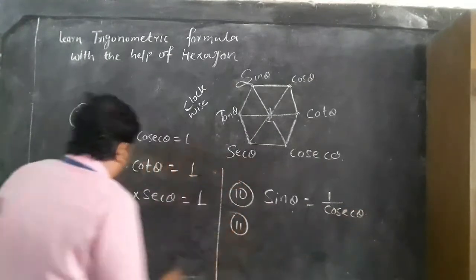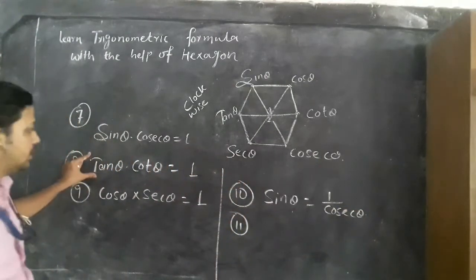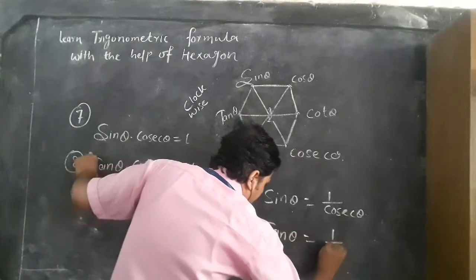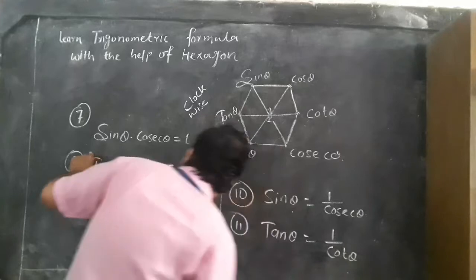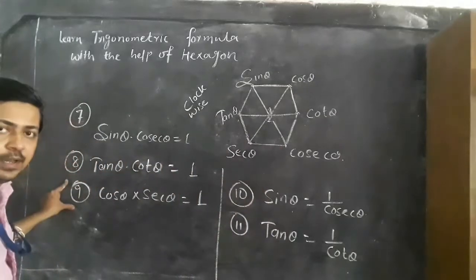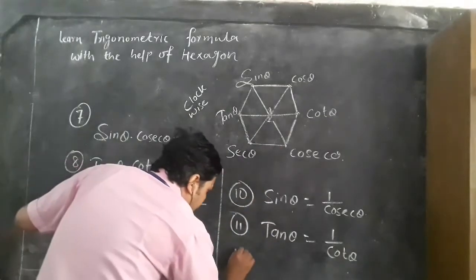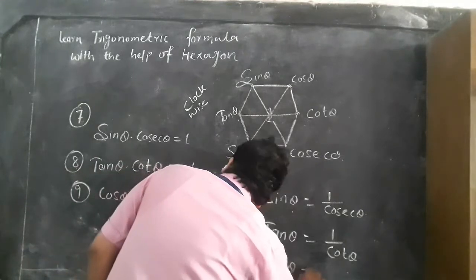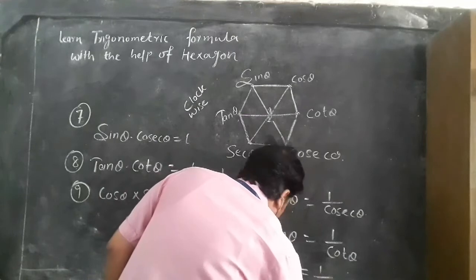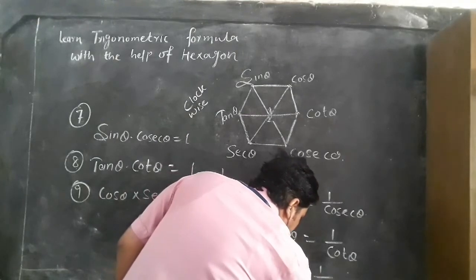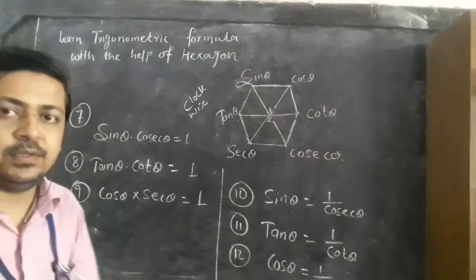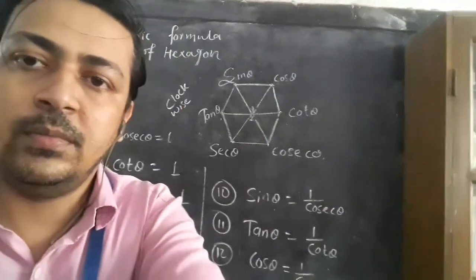Again we can also say that tan theta is equal to 1 by cot theta. Now here we can say that cos theta is equal to 1 by sec theta. See this one. These are the things we can say through the hexagonal method.